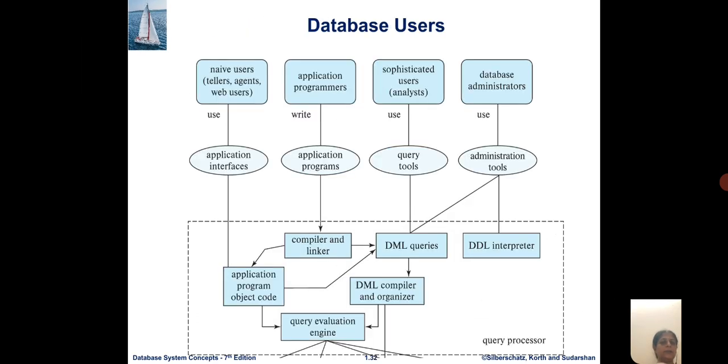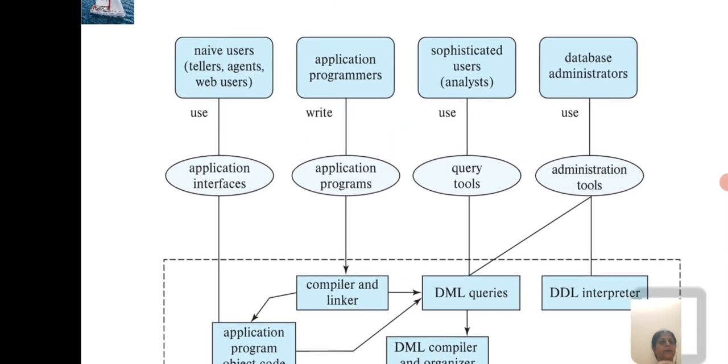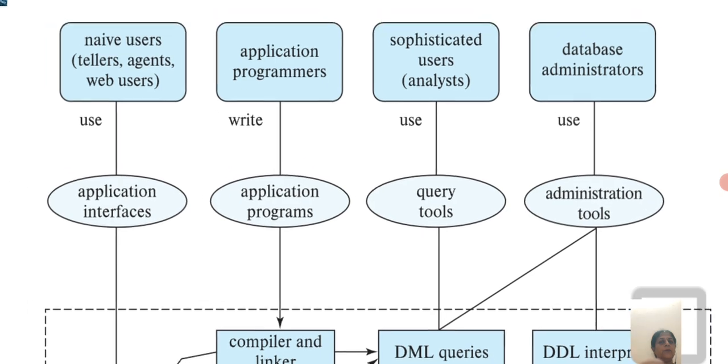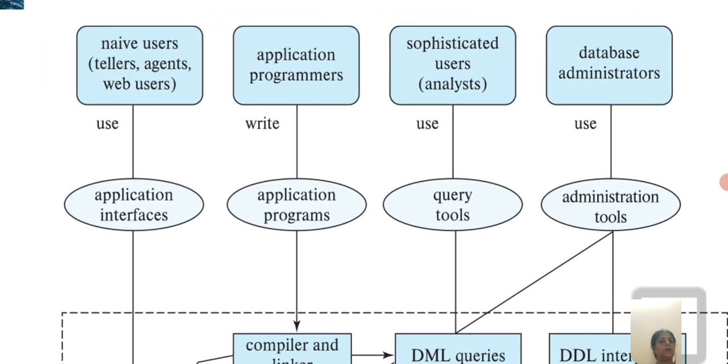Now coming to the database users, you have four different types of database users. The first one is the naive users, or the tellers, the agents, or the web users who make use of the application interface for getting the data or for making a query. So they are going to make use of the application interfaces. So they are called naive users. And then come your application programmers who develop or write programs for accessing the data. All these application interfaces which are used by the naive users will be developed by these application programmers.